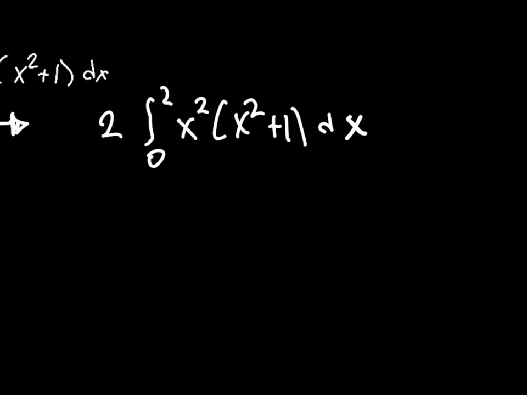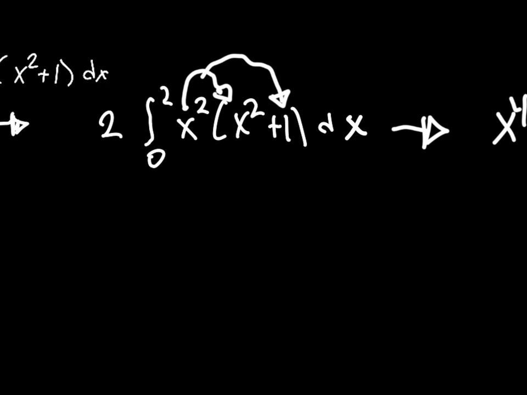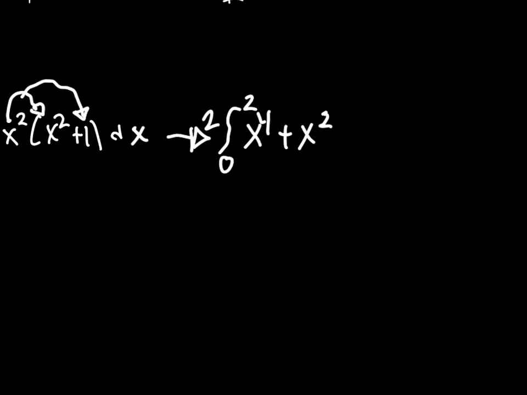So now after doing that, we're going to factor this to get x to the 4th plus x squared from 0 to 2. Now we can take the integral of this: x to the 4th becomes x to the 5th over 5, plus x squared becomes x cubed over 3. So after everything is said and done, we have x to the 5th over 5 plus x cubed over 3, still having the values of 2 and 0.